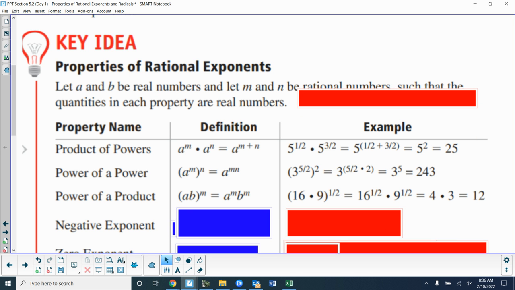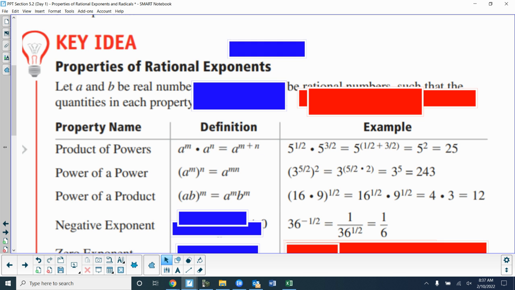So this is the same as 16 to the 1/2 and 9 to the 1/2. Remember, the 1/2 power is like the square root, right? So that's the square root of 16, 4. That's the square root of 9, 3. 4 times 3 is 12. Okay?